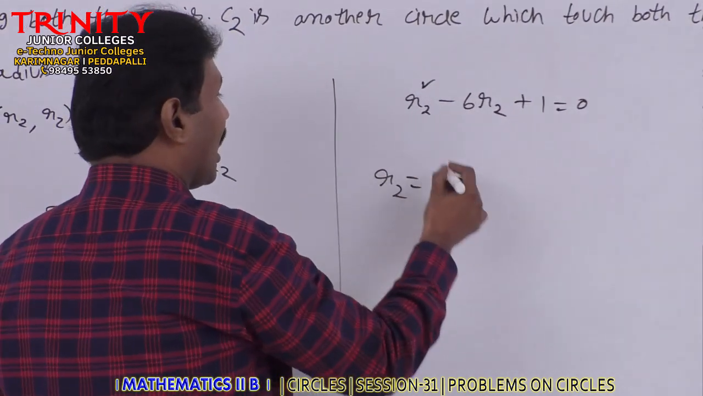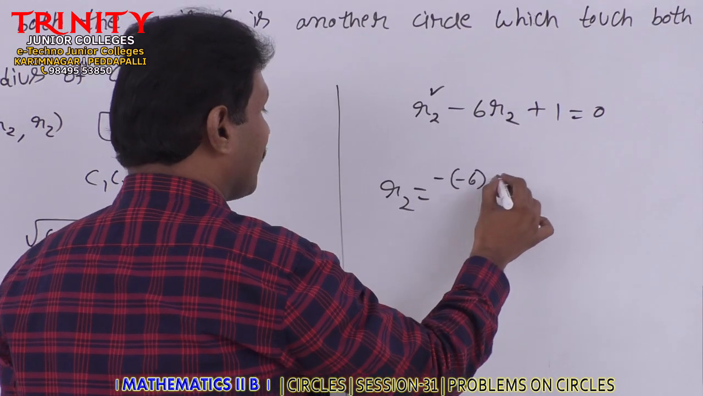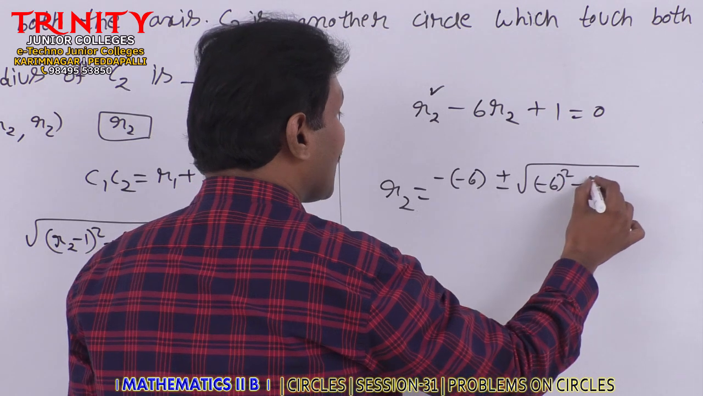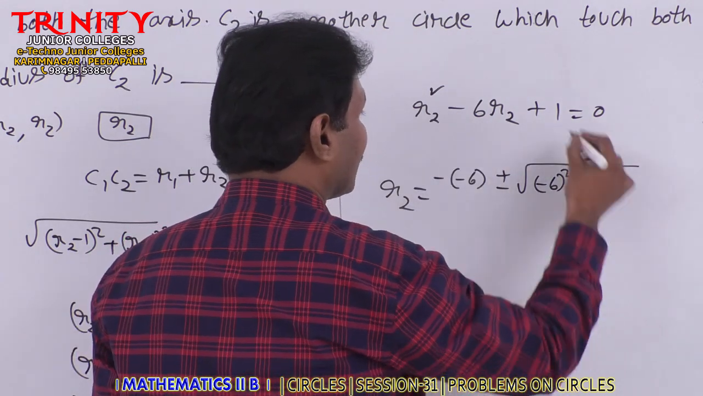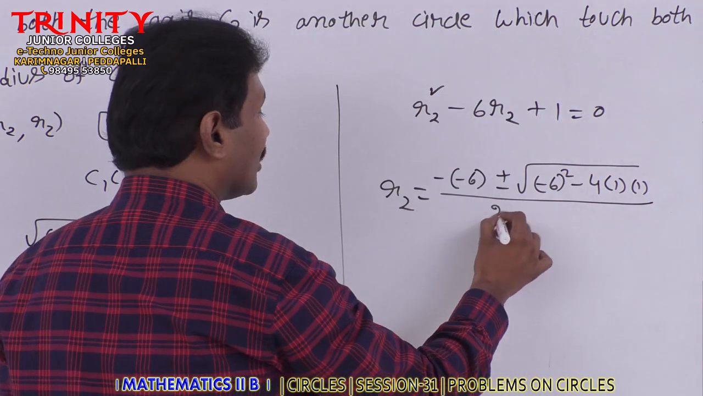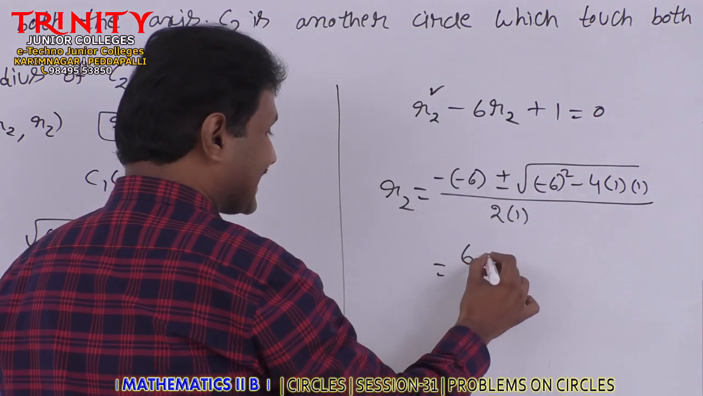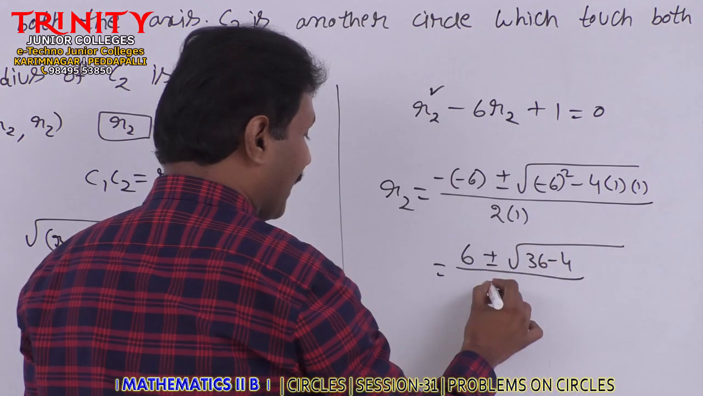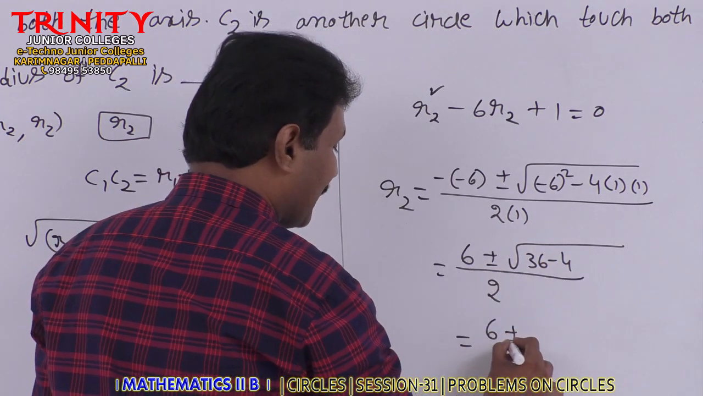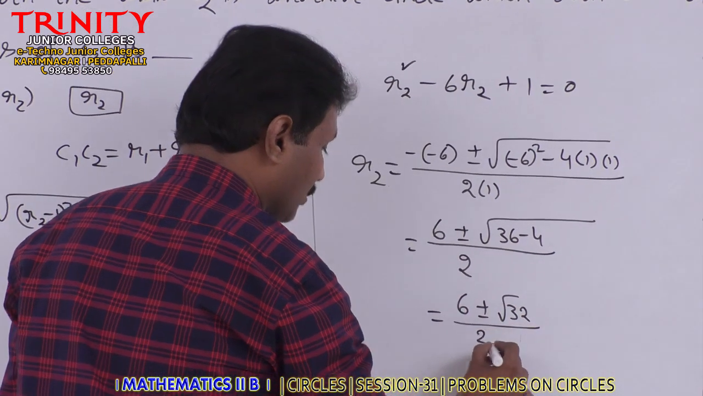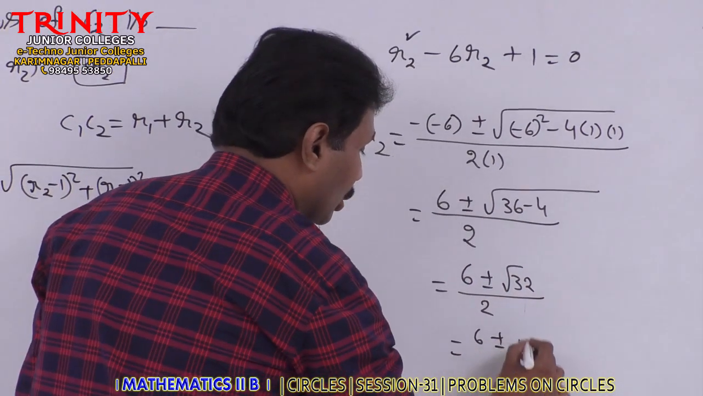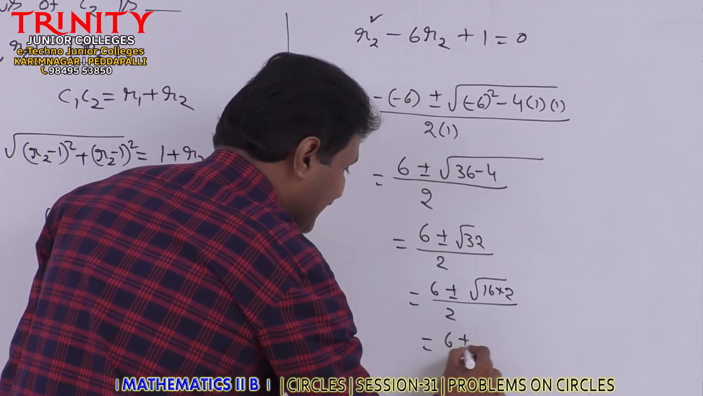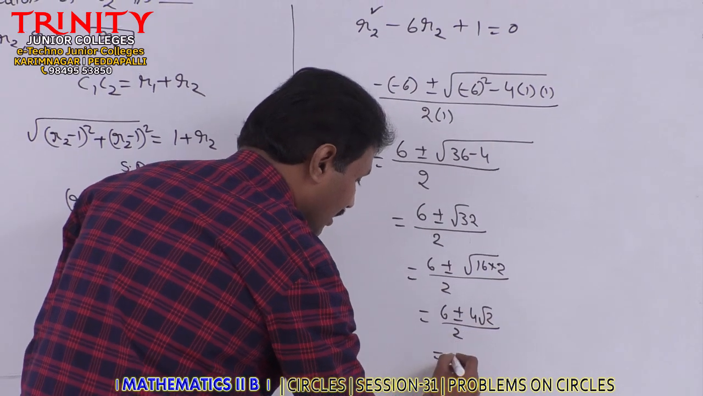Using the quadratic formula, R2 equals minus b plus or minus the square root of b squared minus 4ac, over 2a. Here a is 1 and c is 1, so R2 equals (6 plus or minus the square root of 36 minus 4) over 2 into 1, which equals 6 plus or minus root 32 over 2. Root 32 means 16 into 2, so it is 6 plus or minus 4 root 2 over 2.